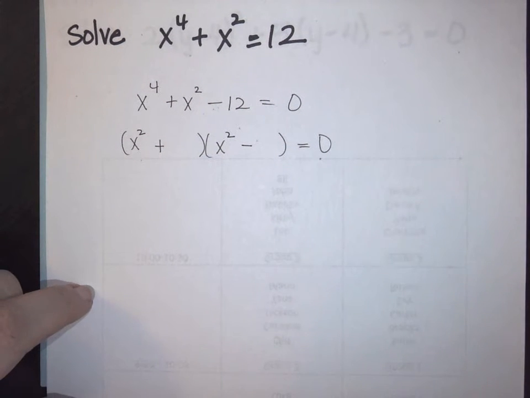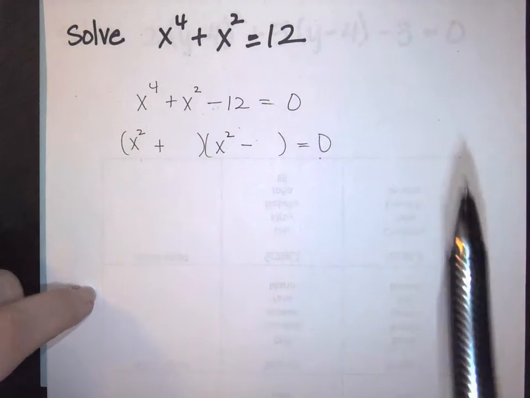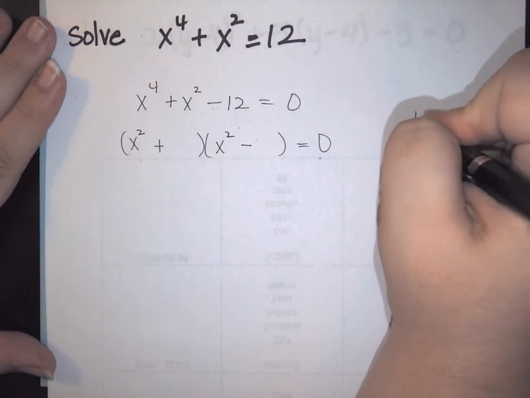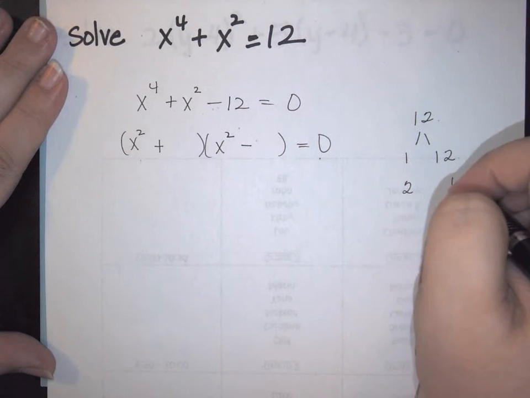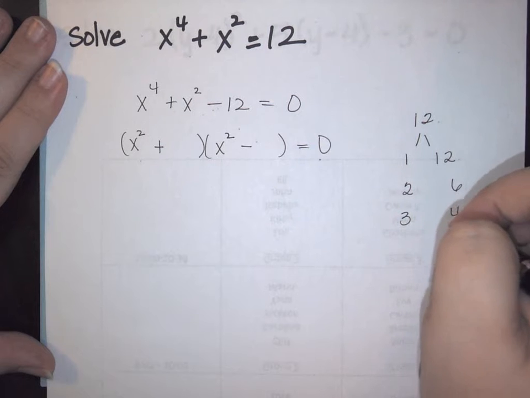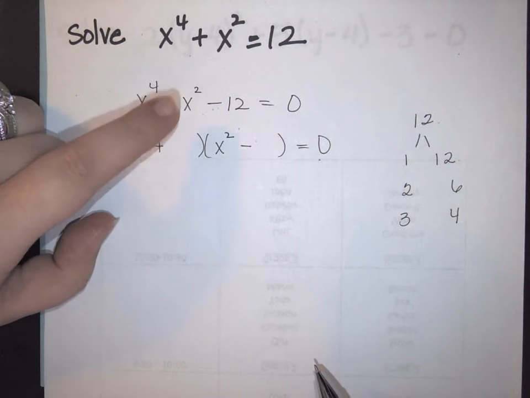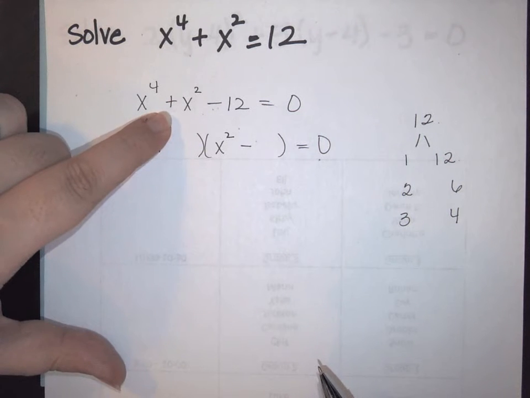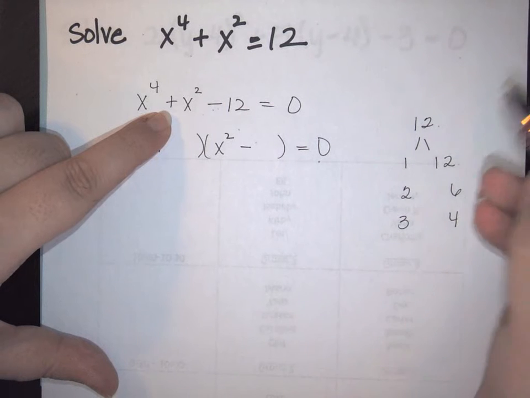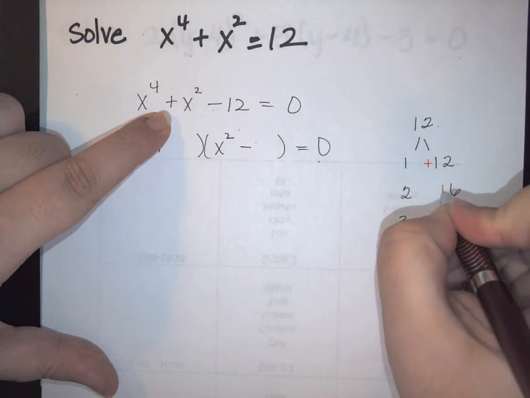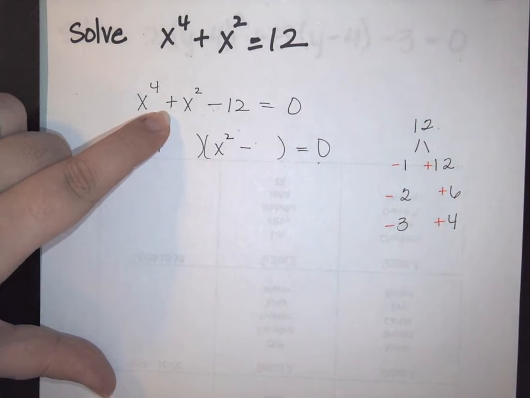Now I need to look at factors of 12 that when combined will give me a positive 1. So if I look at my factors of 12, I have 1 and 12, I have 2 and 6, I have 3 and 4. Now this middle sign tells you which factor has to be what sign. My middle sign is positive. What that means is that the bigger factor has to be positive. So here, the 12, the 6, and the 4 are positive, which means the 1, 2, and 3 have to be negative.